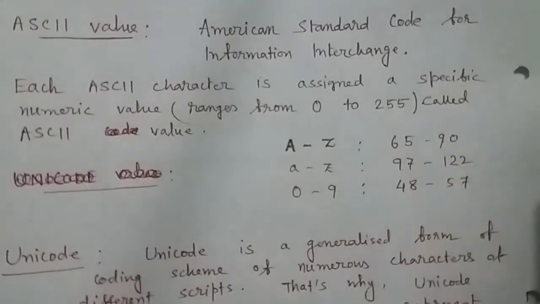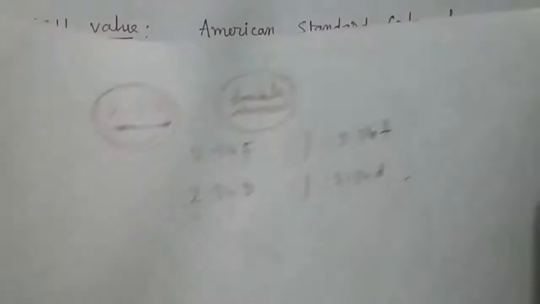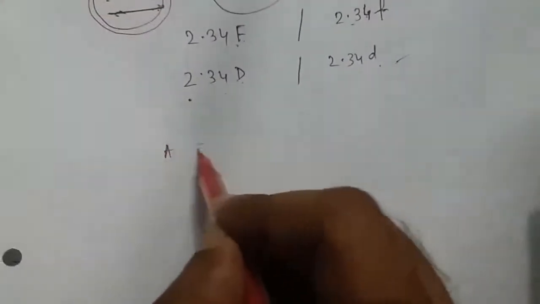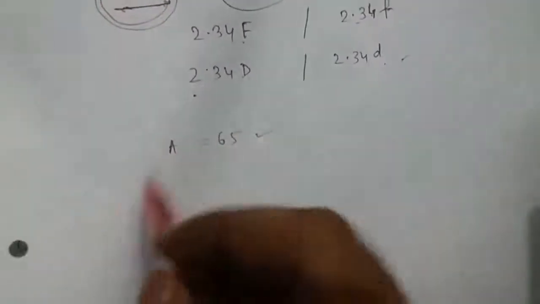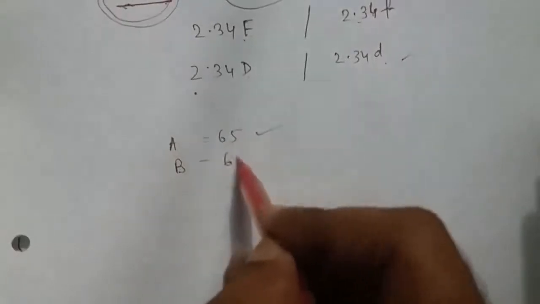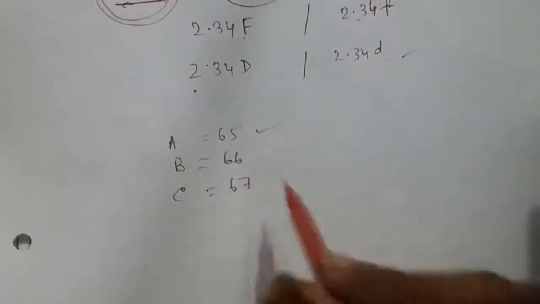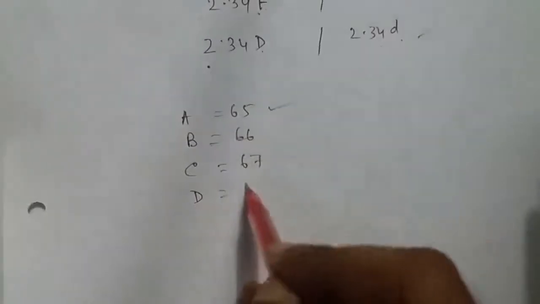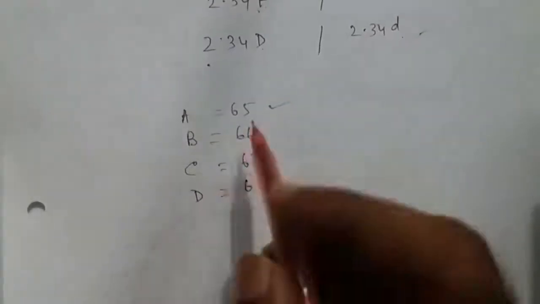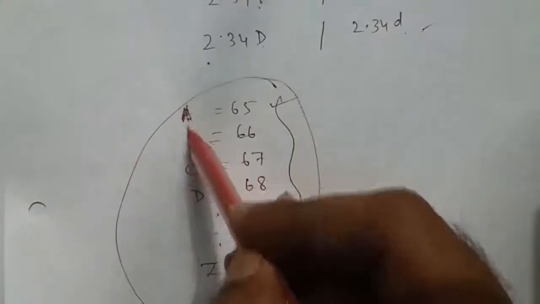If the ASCII value of A is 65, then the ASCII value of B will be 65 plus 1, that is 66. The ASCII value of C will be 66 plus 1, 67. The ASCII value of D will be 67 plus 1, 68. In this way, the ASCII value of capital Z, you will get 90. So these are the ASCII values of the letters which are in uppercase.